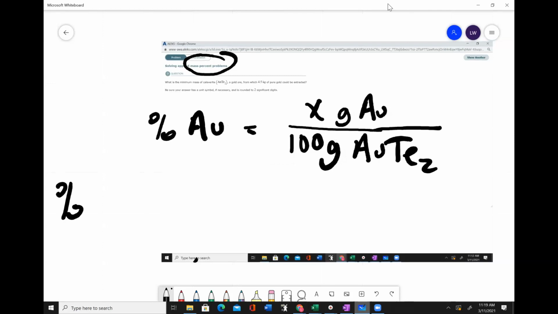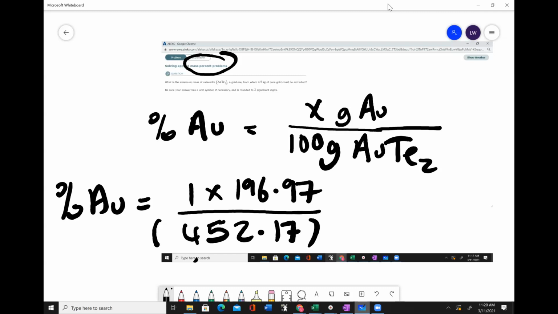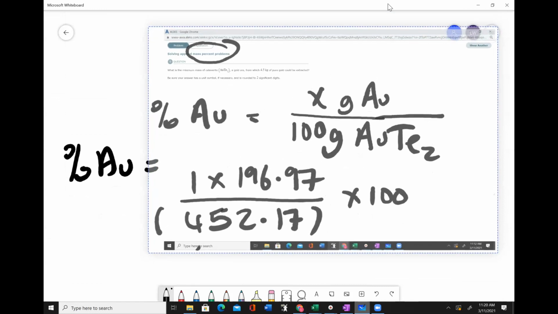So to calculate the percent gold, we've got to take the number of gold atoms in our formula, which is 1, and then multiply that by the mass of a gold atom, which is 196.97 according to the periodic table. Then we're going to divide that by the mass of the whole compound, which is 1 times the mass of a gold atom plus 2 times the mass of a tellurium atom, and that ends up adding up to 452.17. And then finally we multiply it by 100.